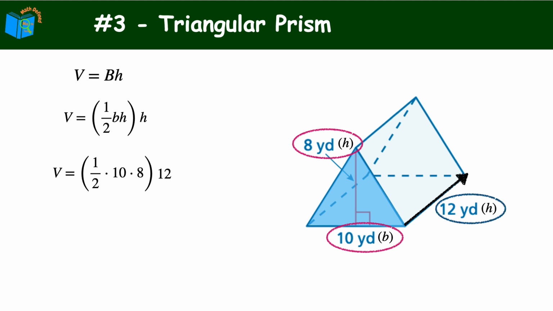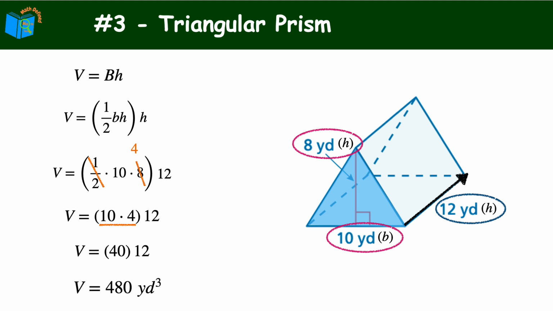Now we just multiply. But first, let's make our multiplication easier by getting rid of this fraction. 1/2 of 8 is 4. Leaving us with 10 times 4 times 12. We'll multiply 10 and 4 to get 40, and 40 times 12 gives us a volume of 480 cubic yards.